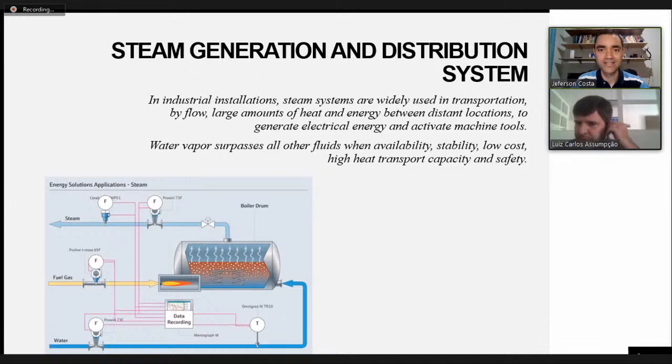This is a very nice example that you did. If you look only up to the steam generation, the water is the raw material. So we can say that the water is part of the main process. And in this specific case, the natural gas will be a utility to the steam generation, right? Yeah, you are right. Water will be used as this raw material for this process because we have all these qualities: stability, low cost, high heat transport capacity, and safety that are very important inside your plant. Okay.